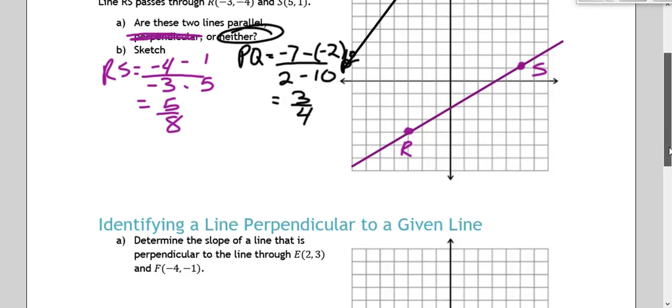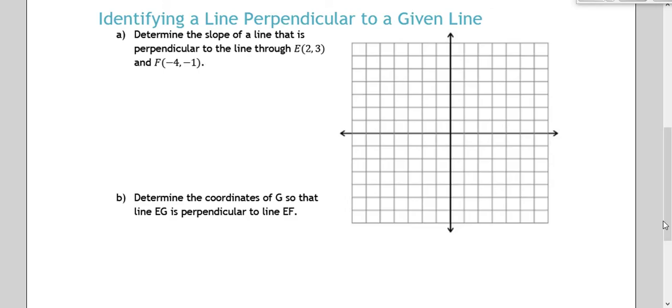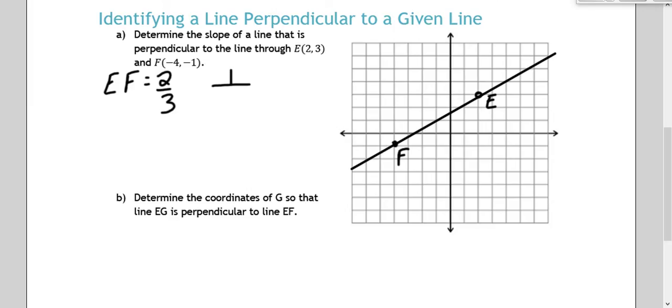Okay, last one. Determine the slope of the line that is perpendicular to the line through here. We can sketch this too. We're going to do both. So we're going to sketch E and F, the line, and then draw a perpendicular line to it. So E is at (2, 3), so the graph should look like that, and that's all plotted. So then if we count this out or calculate it, we should see that EF slope is equal to 2/3. So if I wanted something that is perpendicular to it, the negative flip, so negative flip.